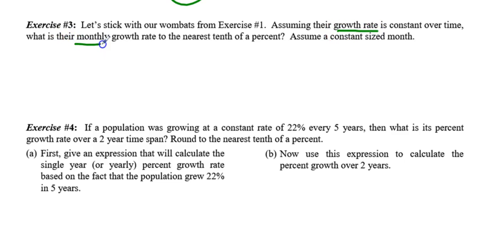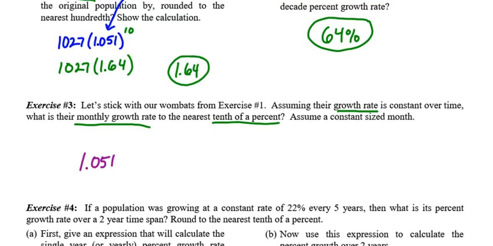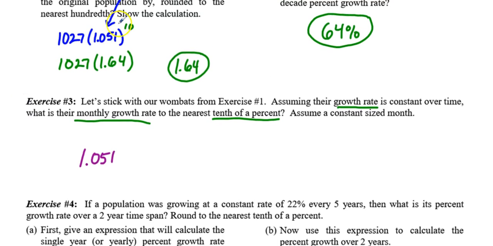What is the monthly growth rate to the nearest tenth of a percent? Let's figure that out. You can think about this a couple ways. One is to take that 1.051, and instead of raising it to the 10th power like we did before, to find out what it would be after 10 years, ask what it would be after just 1 month. So that's a 12th of a year, right? If I work that out, it comes out to be like 1.0042 as our multiplier.